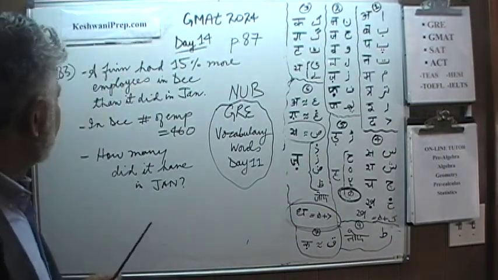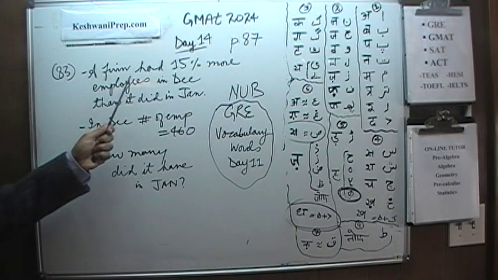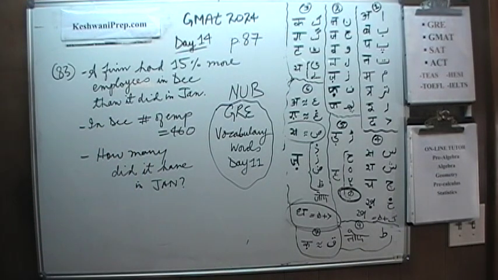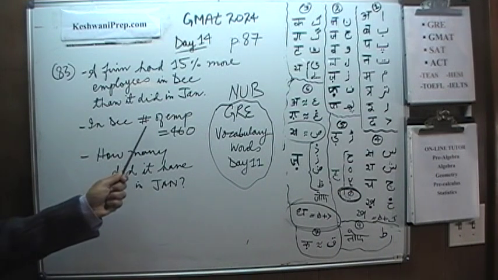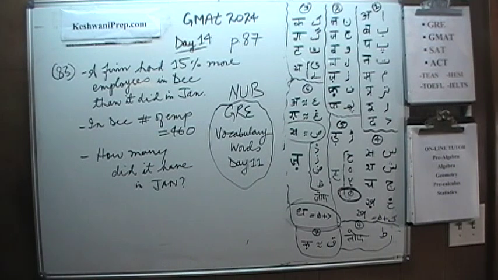Let's begin, shall we? Here's the problem. It says, in problem number 83, that a firm had 15% more employees in December than it did in January. We are further told that in December, the number of employees that the firm had was 460. The question is, how many did they have in January? Pause the video and do it yourself.